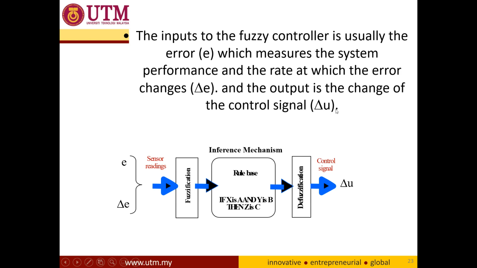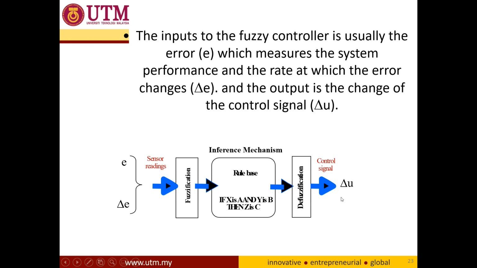So if we are working on a tracking problem, which means you want the output of your system to track a certain reference signal, this whole thing is our fuzzy logic controller. The input to our fuzzy logic controller is error. Error is reference minus output, and del error. Del error is present error minus the previous error, or e(t) minus e(t minus 1). And the output is the change of control signal.